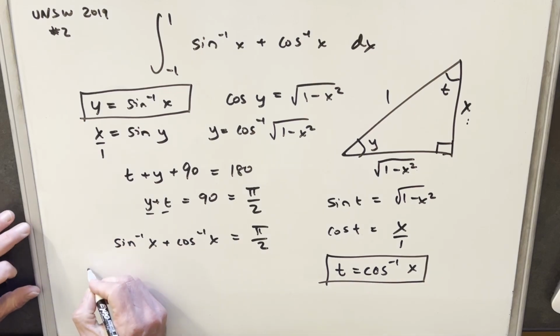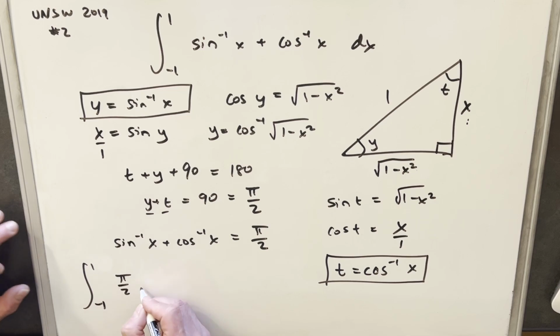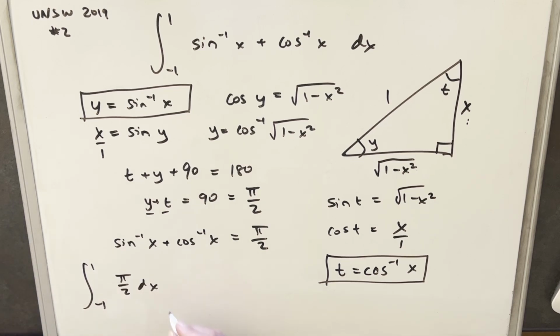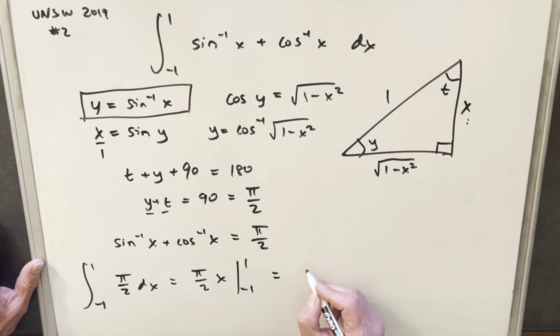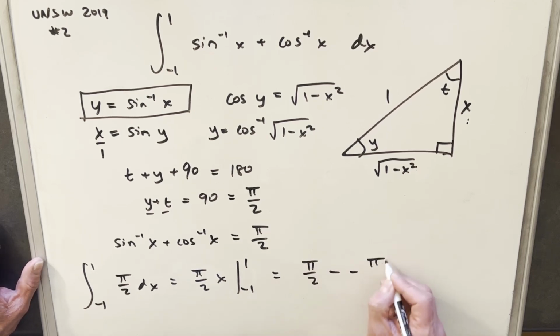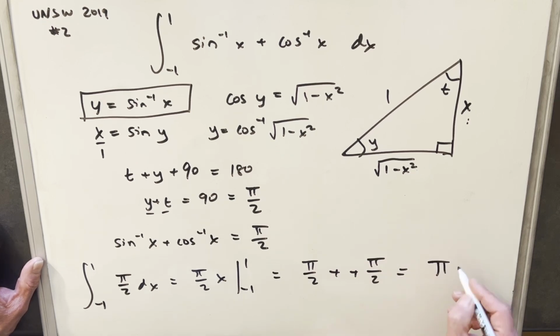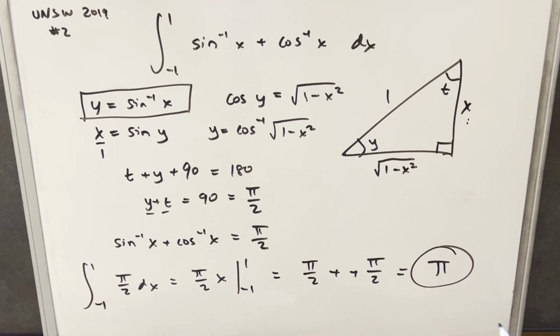So all we're doing is integrating pi over 2 from -1 to 1. That's just a number, it's just a constant. So when we do this integral, we have pi over 2 x from -1 to 1. And we'll just evaluate this thing. Plugging in a 1, we have pi over 2, minus minus pi over 2. It's just a plus. Adding those together, we get our solution, pi. And that's it, our answer is pi.